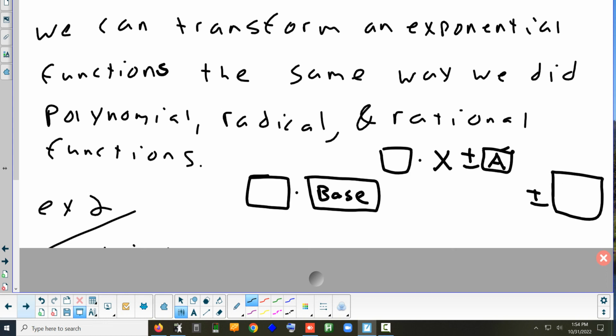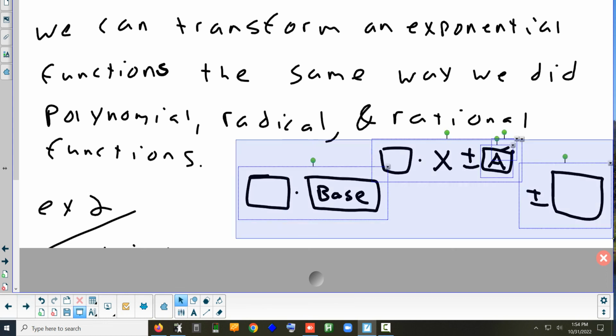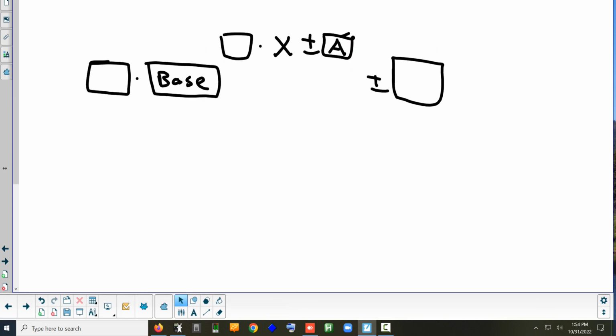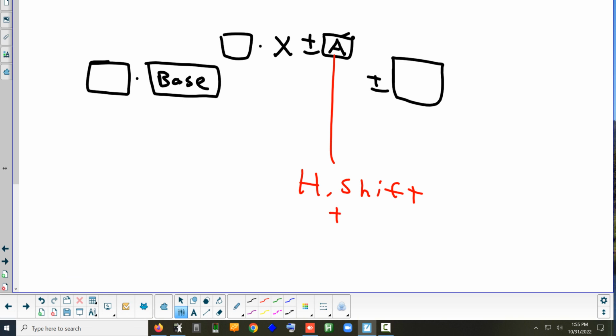I need more space. So what I'm going to do is I'm going to go like this. It's A, horizontal shift. If A is positive, which way does positive move you? Left or right? Which way? Left. Yeah, positive is opposite of what you would think. Positive is left, negative is right.